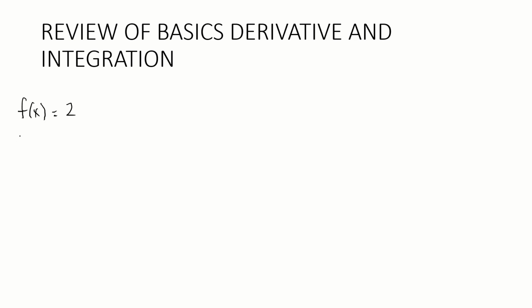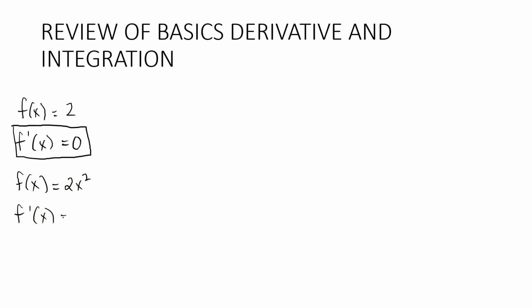So, if we get the derivative of a constant, this becomes 0. Right? Ang derivative ng constant ay 0. Next, let's have another function, 2x squared. So, the derivative of this function is 4x. Okay? So, we're just reviewing, okay?